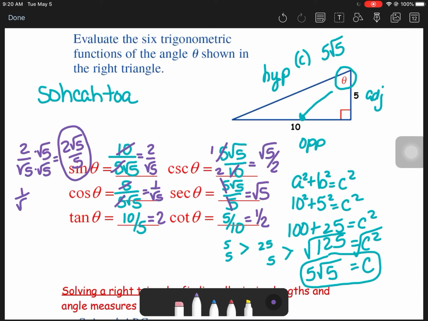For cosine, we're going to multiply the top and the bottom by the square root of 5. And so we have the square root of 5 over 5, and that's going to be our cosine.